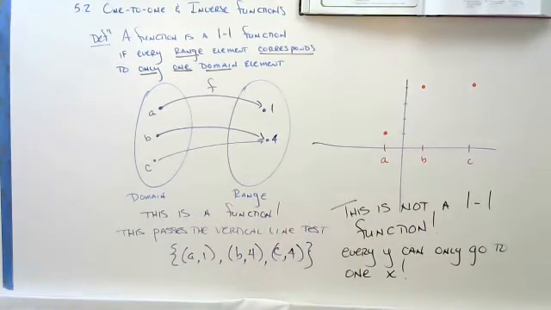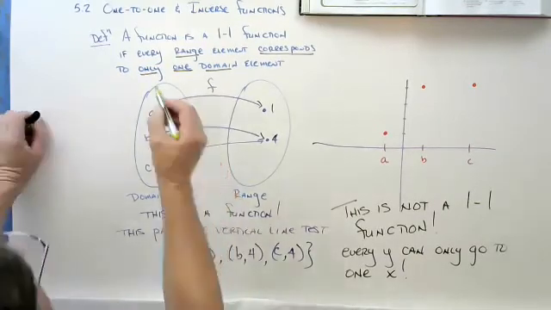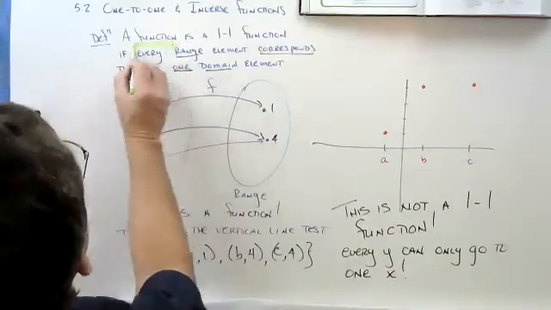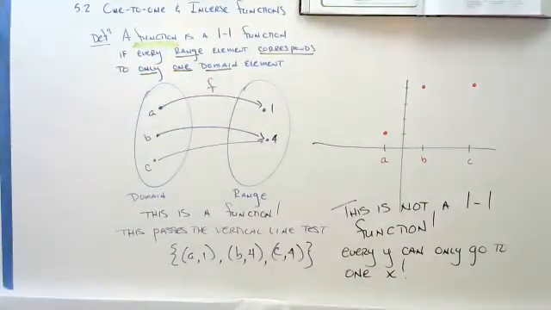Because look at this word right here. You're starting with a function. So every x can only go to one y because it's already a function. And now we add a second condition. That's why I don't like his wackadoodle definition. It doesn't call attention to the second definition. We add a second definition.